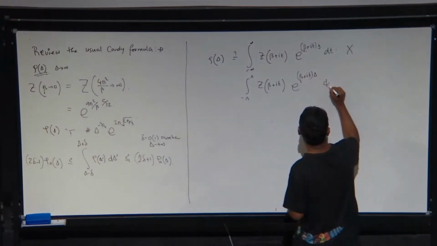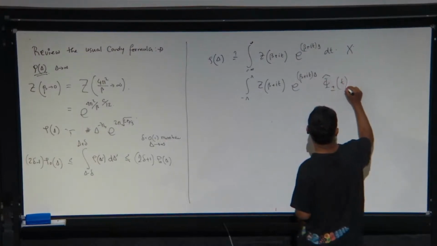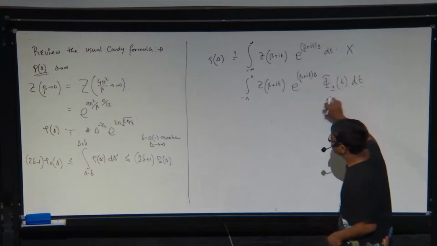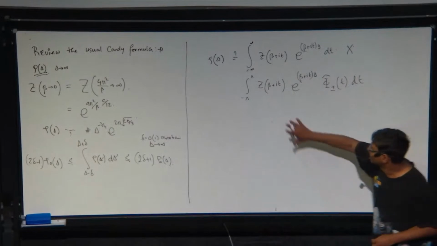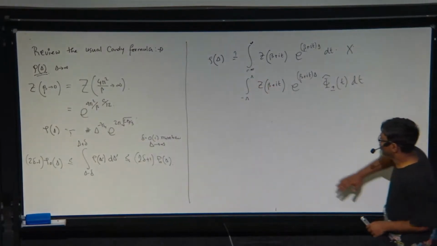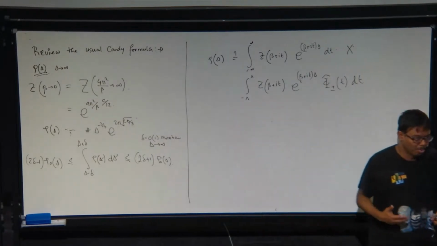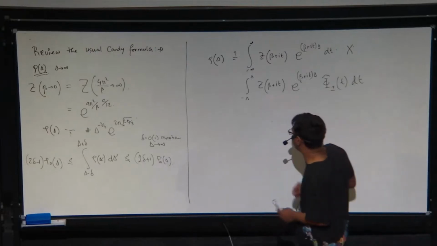And we introduce some function which has a compact support, which cuts off the integral from minus infinity to plus infinity to this finite interval, minus lambda to plus lambda. So the first point is this integral is well defined. We can hope to estimate this integral and do something about it.